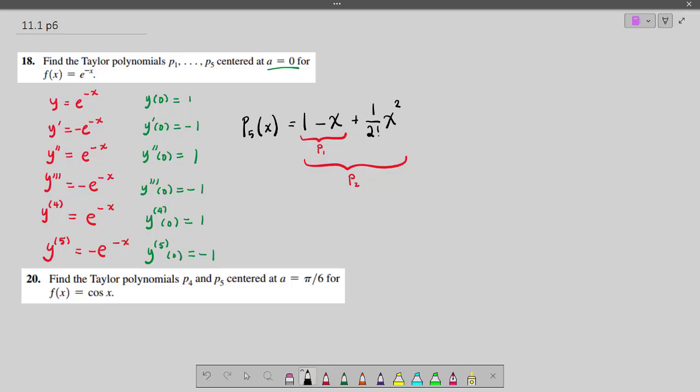Be a little clever. Now to get to p sub 3, we've got to add this -1, so it's going to be -1. What will the denominator be? 3 factorial. Yes, 3 factorial. And then x to the 3. So there is p sub 3.